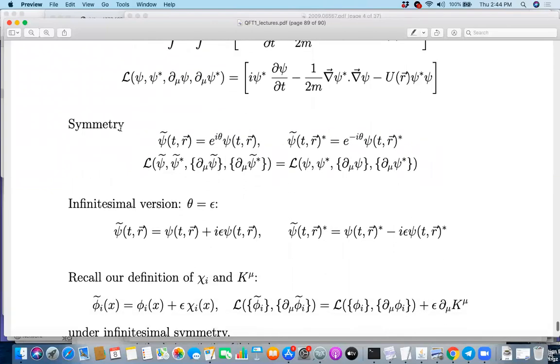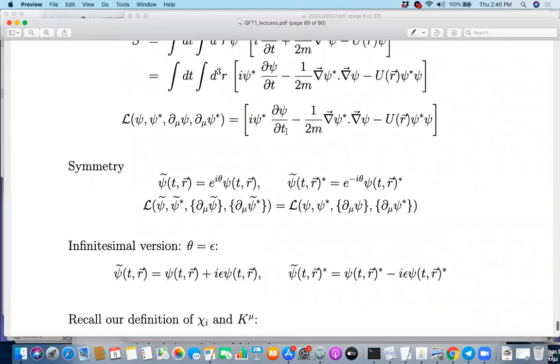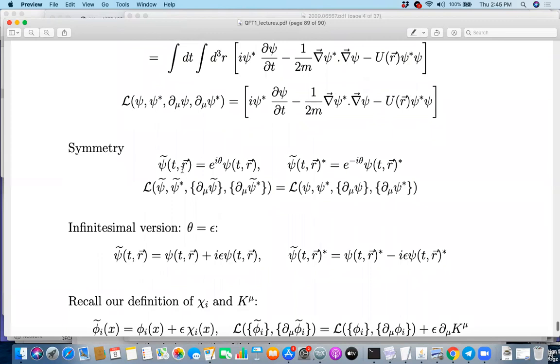The symmetry that we'll be considering is given here. Psi tilde of t, x is just a phase times psi of t, x. Psi tilde star is the opposite phase times psi star. And this is manifestly a symmetry, right? Because if you multiply by a constant phase, then the constant phase e to the i theta will cancel e to the minus i theta here. Here e to the i theta will cancel e to the minus i theta, and so will it here. So indeed, L is invariant. In fact, you don't need a total derivative. In this case, K mu will turn out to be 0.